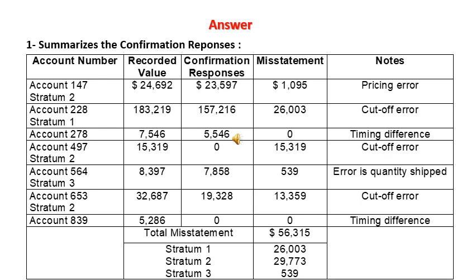Number 1, account number 147 must be included in stratum 2 because its recorded value falls in stratum 2. The misstatement is equal to the difference between the recorded value and the confirmation response, and it reflects two errors. Account number 228 must be included in stratum 1 because its recorded value falls in stratum 1.